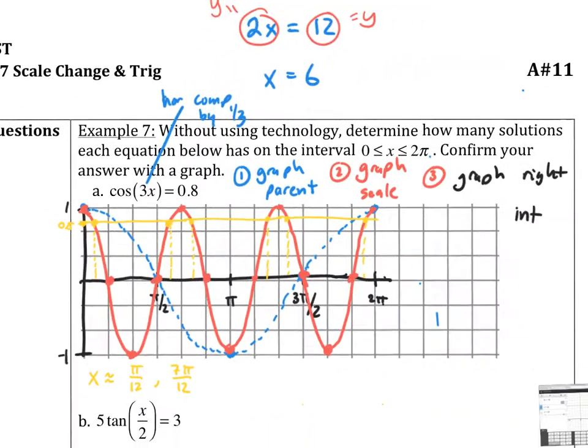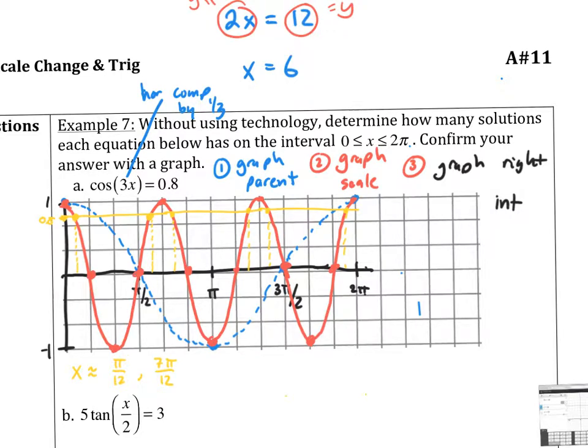Now, of course, it's wise for us to return to the question: without technology, determine how many. So not the actual solutions here, just count the number. 1, 2, 3, 4, 5, 6. So in this interval, there are 6 solutions.